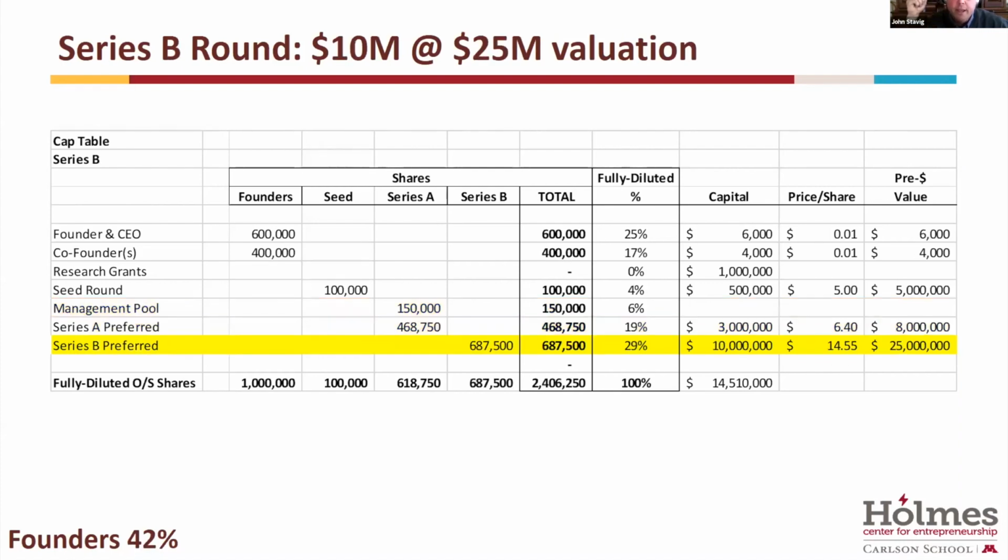Continuing on with this robust scenario, company making strong progress. They get a $10 million Series B round with a pre-money valuation of $25 million. They're giving up, again, a little less than 30% of the company. Very healthy increase in terms of the price per share. Everything is making strong progress. The founders are down to 42%, but obviously own a smaller piece of a much more valuable entity.